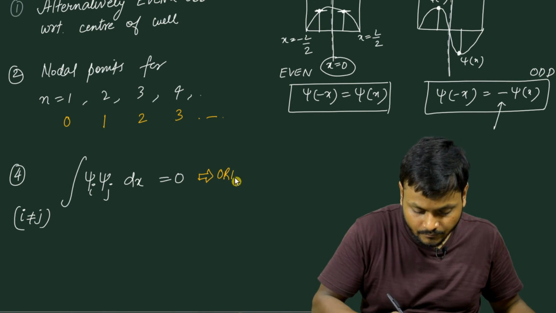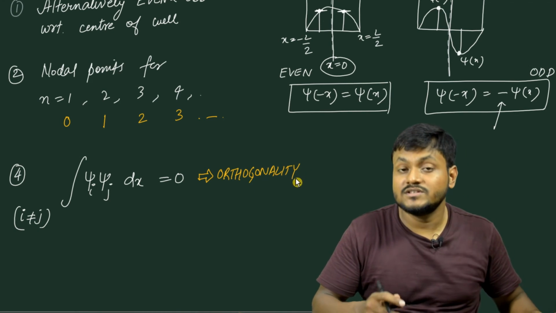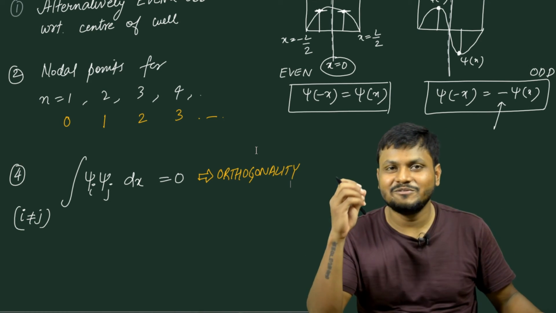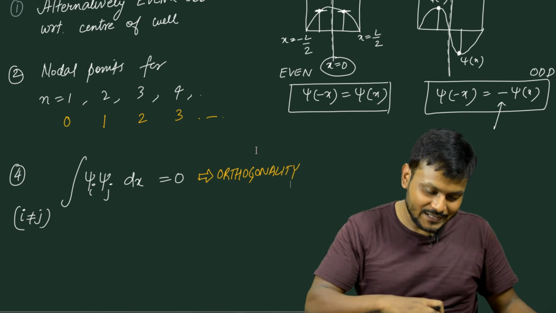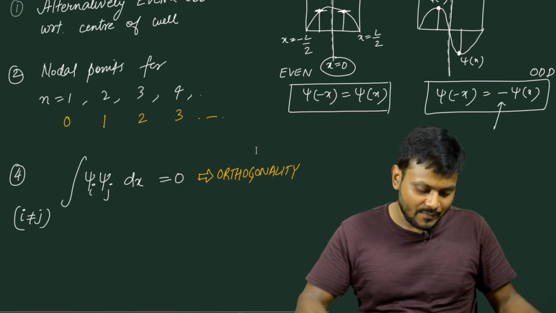orthogonality. Now this is a very important property, but I'm not going to discuss this any further because the video is going to be very long. So I'm not going to derive how this comes out to be 0, but if you're interested, maybe you can check out a book.